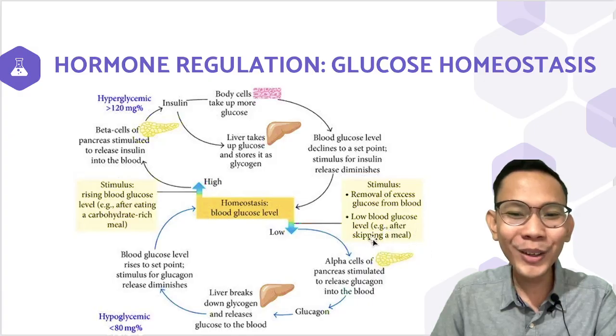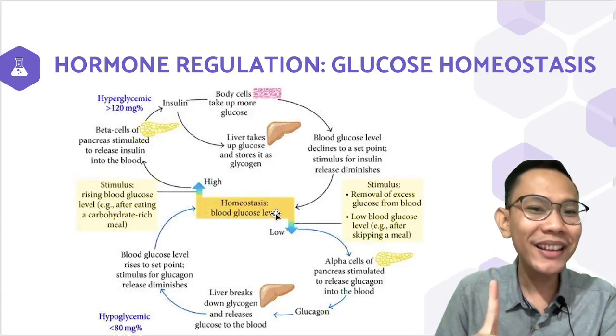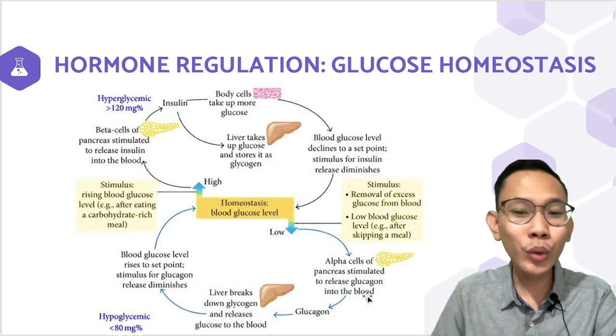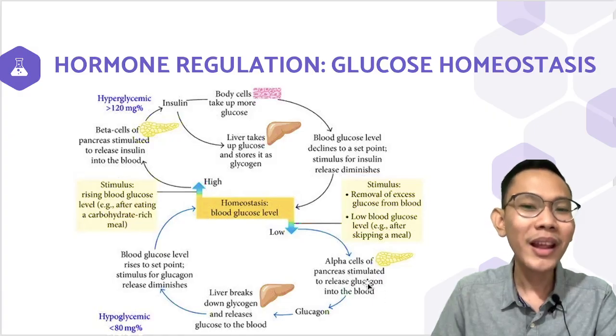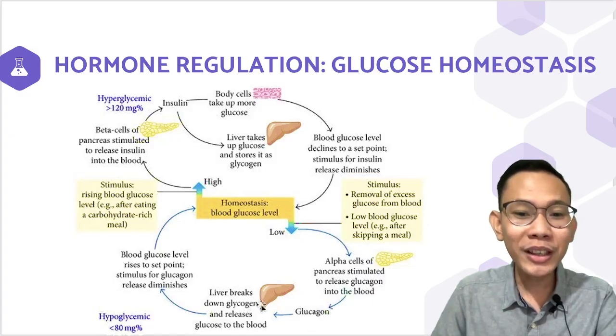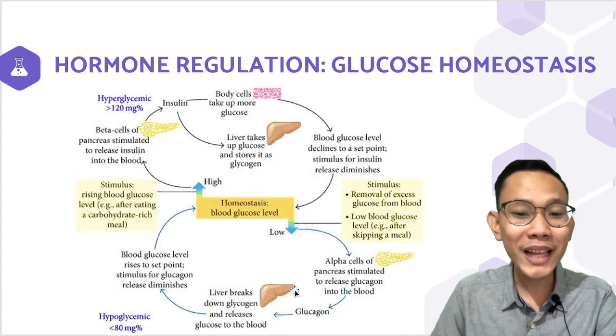So your low blood glucose level after skipping a meal, anong mangyayari? Mababa ang glucose level and what is being stimulated? Hindi na ang beta cell but your alpha cells of your pancreas will release glucagon in the blood. The question is, what will be the action of your glucagon? Your glucagon, liver breaks down your glycogen and releases glucose to the blood. Again, remember, nagiging storage form yung glucose natin sa liver and ang action ng glucagon, i-break niya yung glycogen and release glucose in the blood.